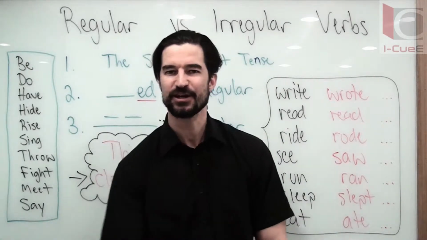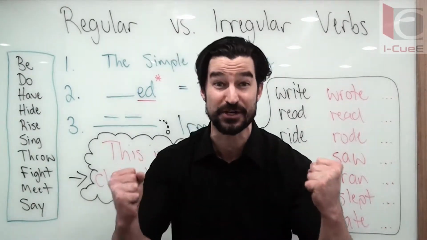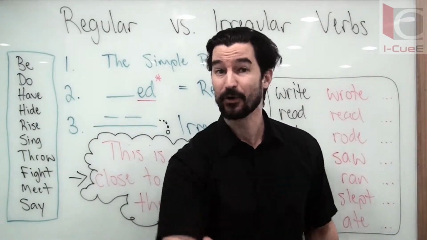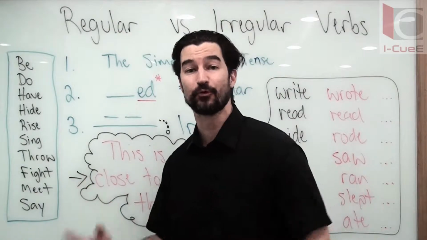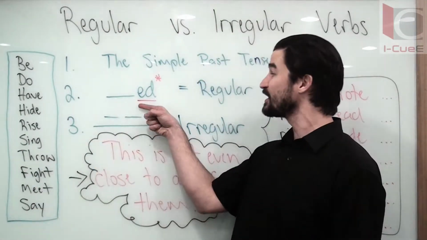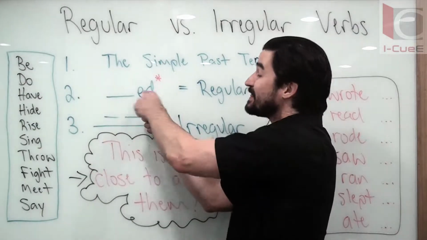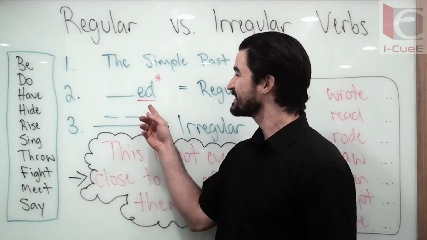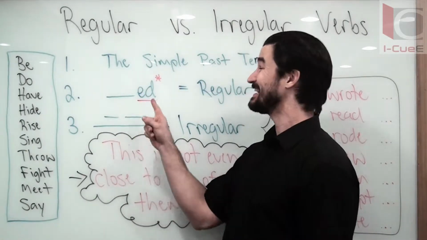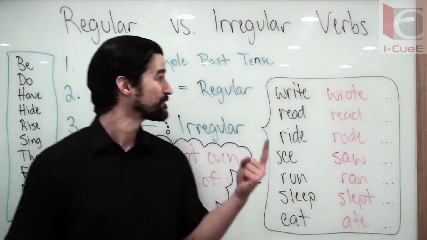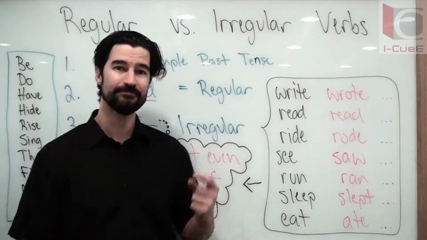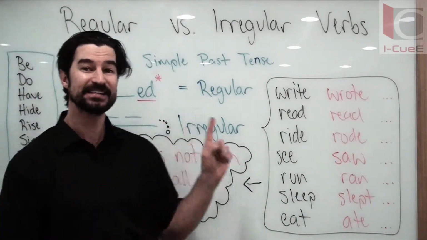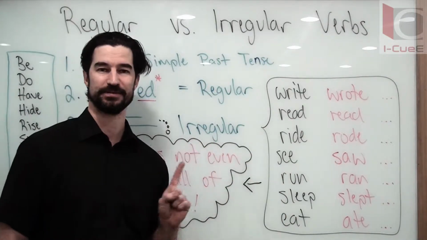And here's the thing, irregular verbs are probably some of the most frustrating words in English. There's no rules. Because remember, regular verbs follow a really simple rule. In the simple past tense, a regular verb will always end with these two letters, ed. Always. No exceptions. Because if the verb does not end in ed in the simple past tense, it can't be regular. All of the verbs that do not end in ed in the simple past tense are irregular verbs.